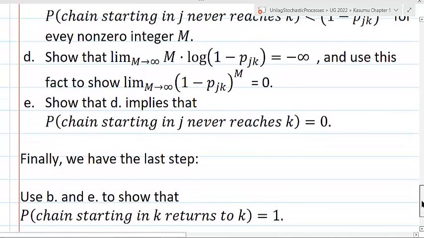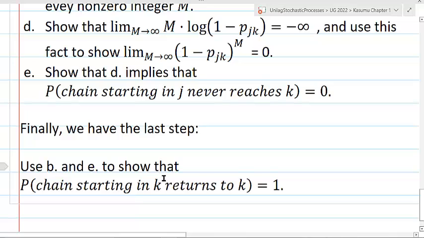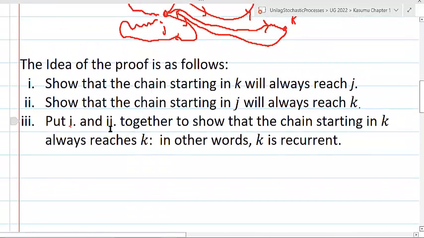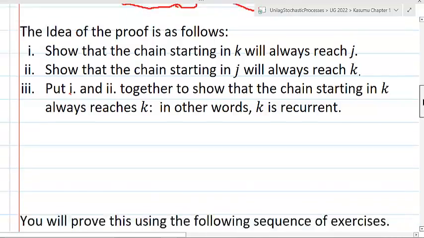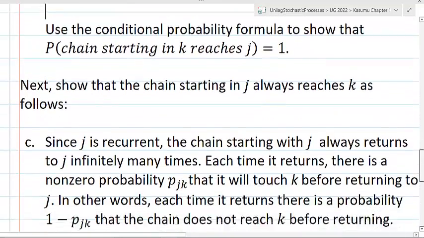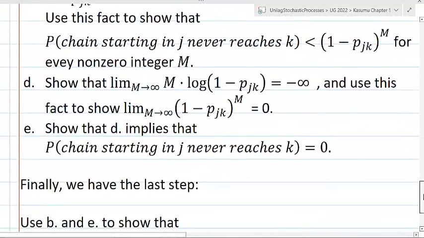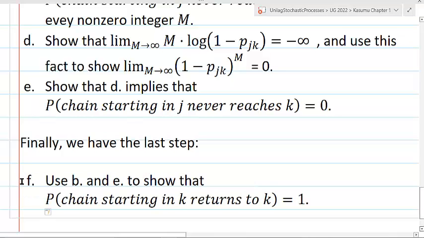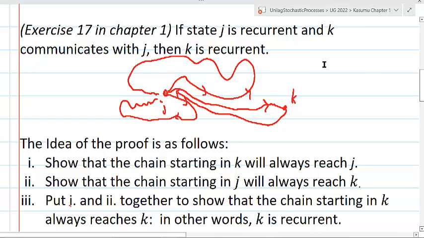So finally, we have the last step. Using B and E, show that the probability the chain starting in K returns to K is equal to 1. That's the third part of our proof here. Okay, so to prove 1, you will prove parts A and B. To prove part 2, you prove C, D, and E. And then to prove the final step, step 3, you'll prove F here. Now that will give you a complete proof that if J is recurrent and K communicates with J, then K is recurrent.